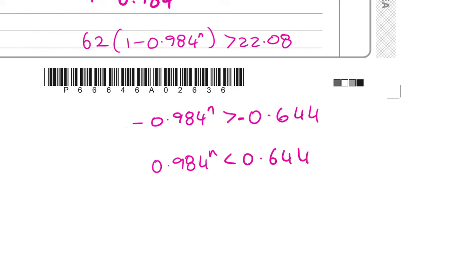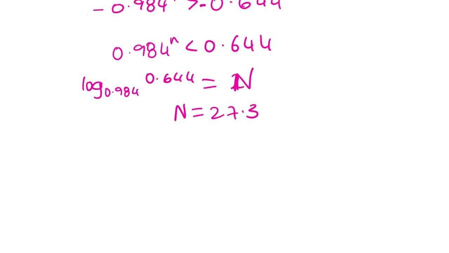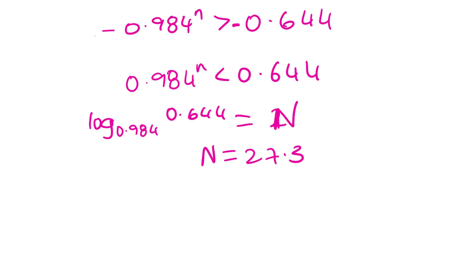Yeah, we have to use logs. Happy? Okay, so log to the base 0.984 of 0.644. What does this equal? N. So n equals 27.3. Now, this doesn't necessarily mean we round up or down. I always think just work it out. Okay, just put it in here and see what becomes true.